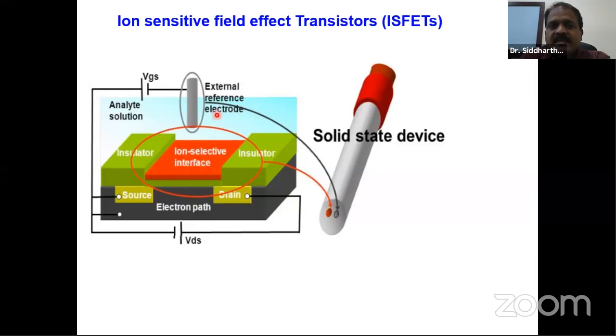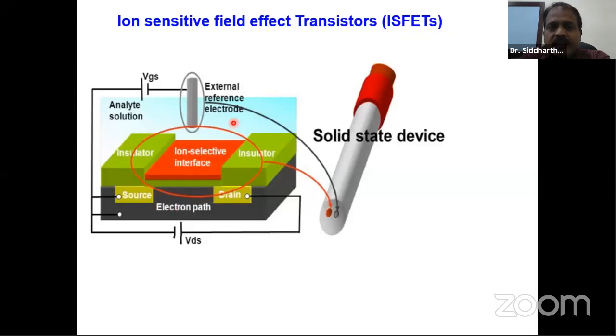And when there is a reaction between the electrolyte and the ion sensitive interface, a chemical reaction happens, which results in the generation of a potential. So this potential acts as an equivalent to the gate potential, and this potential modulates the transport of charges between the source and the drain.